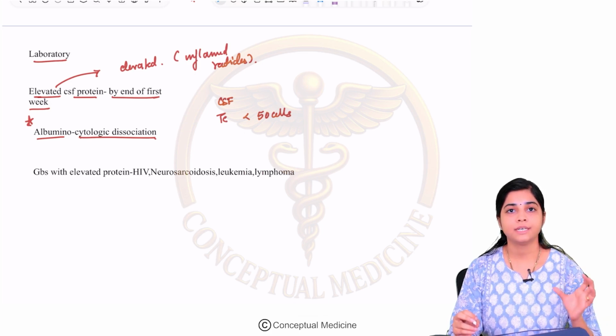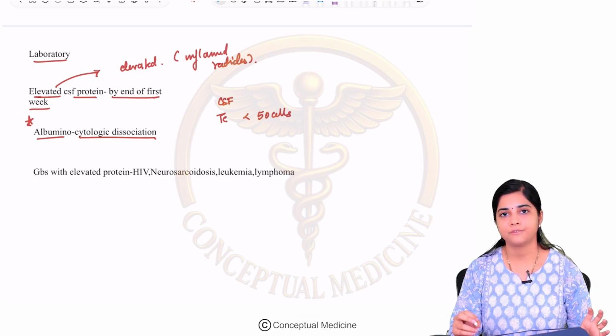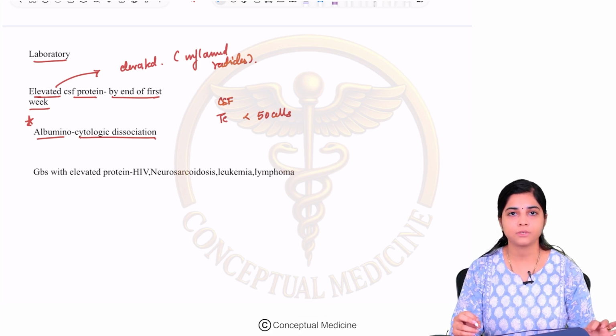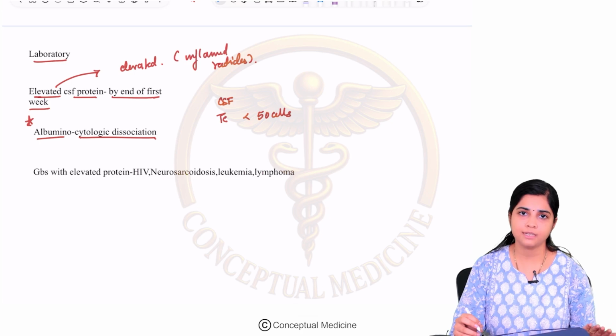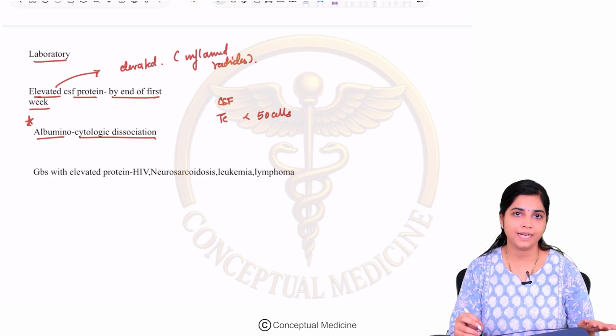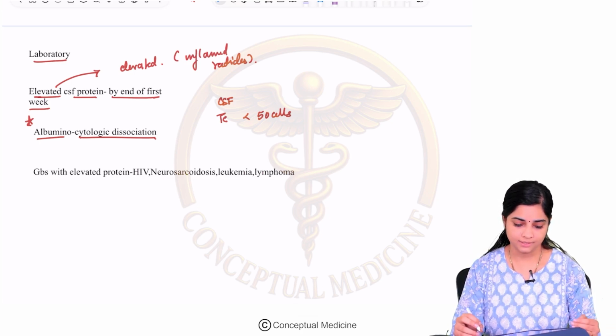So there is a dissociation between the number of cells and the protein count in the CSF, because whenever we do a CSF analysis, for example in meningitis, you would expect cells and proteins to go up together, hand in hand, but this is a characteristic feature.